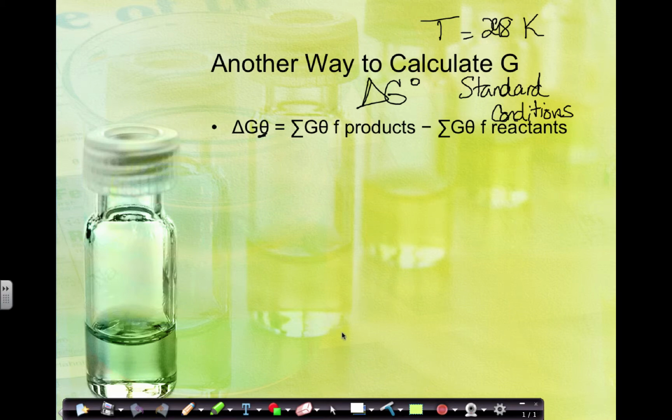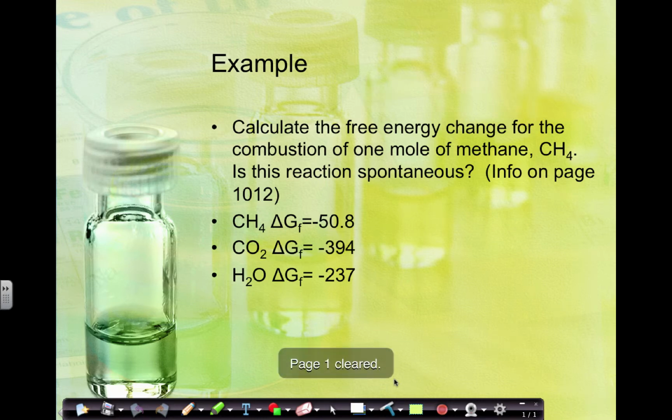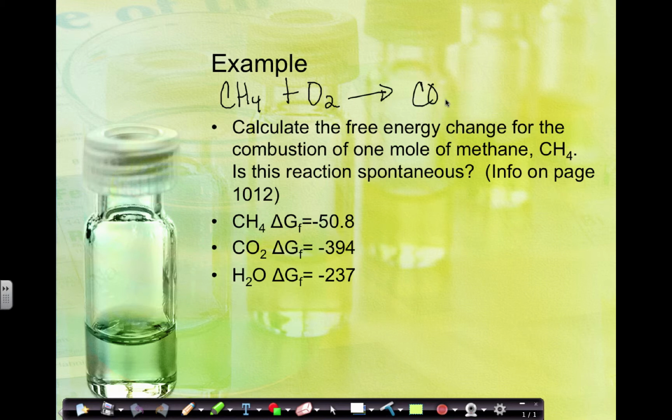All right, so let's look at an example. Calculate the free energy change for the combustion of 1 mole of methane. Is this reaction spontaneous? Okay, so first thing, we need the reaction. So we have methane. If it combusts, that means that I'm burning it in oxygen gas. I'm producing CO2 and water. Anytime that you burn a hydrocarbon, you're going to make CO2 and water. All right, so I need to balance it. So I have 2 oxygens. Okay, so 2 here.